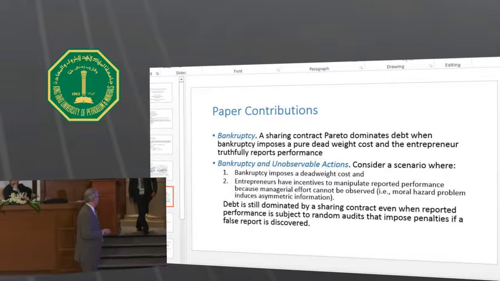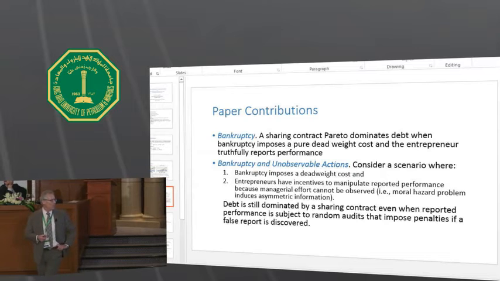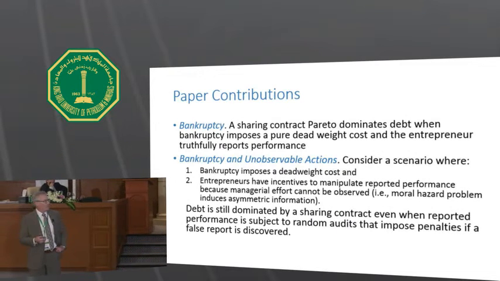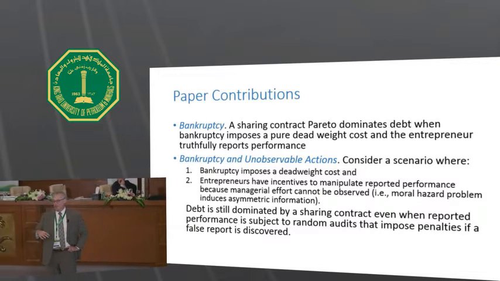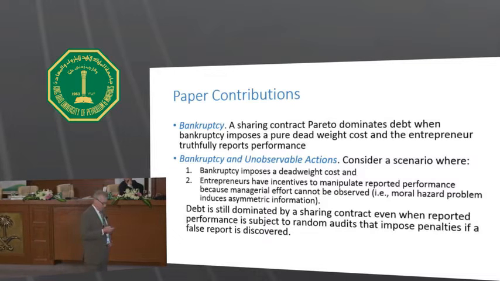And in this case, all right, I'll just deal with this. So the unobservable actions basically lead to a situation where debt's still dominated. So basically the idea that we have asymmetric information doesn't really change the lesson that's coming out of the modeling exercise, and that is that these sharing contracts dominate straight debt in this framework.